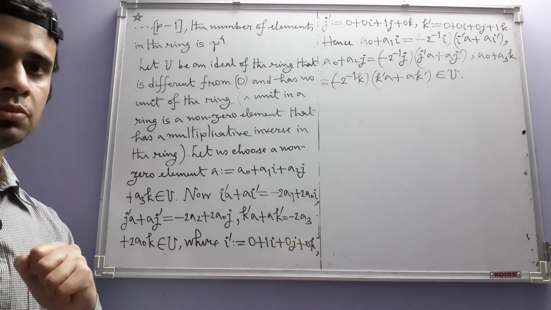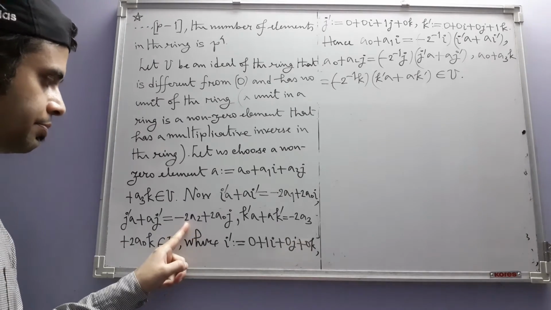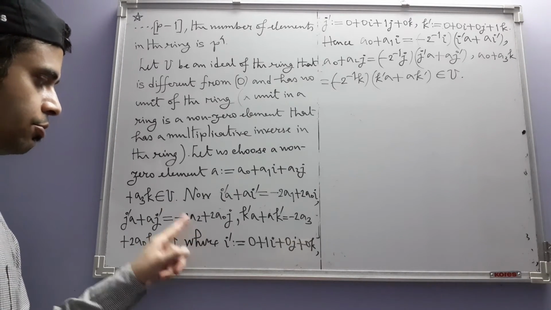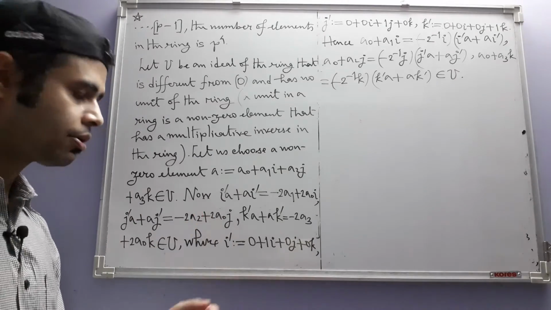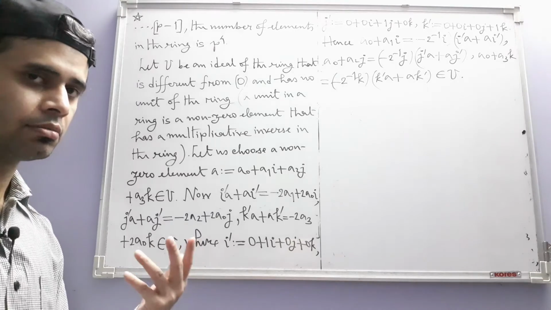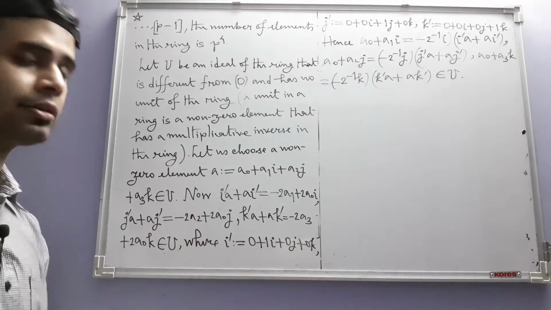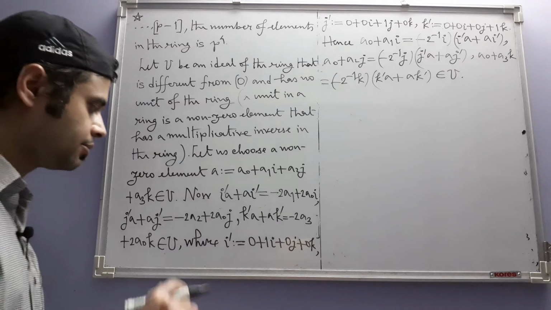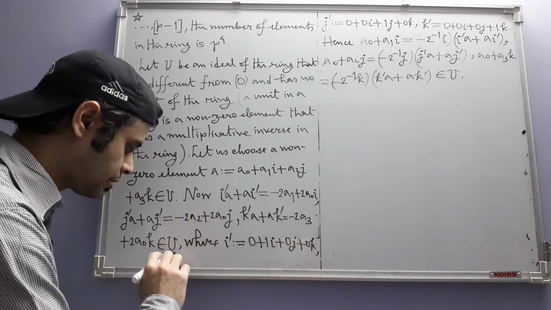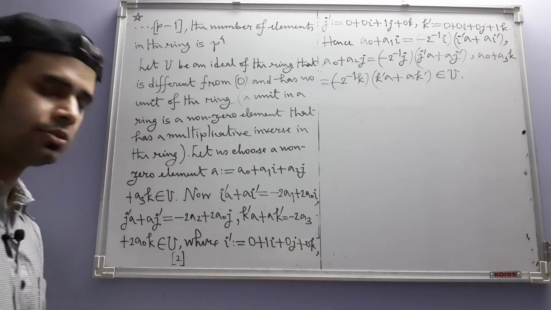What is this 2? This 2 indicates the fact that we are adding a naught with itself, a naught plus a naught. That is this 2. This 2 is the number 2. Or if you want, you can also think of this 2 as congruence class modulo 2.